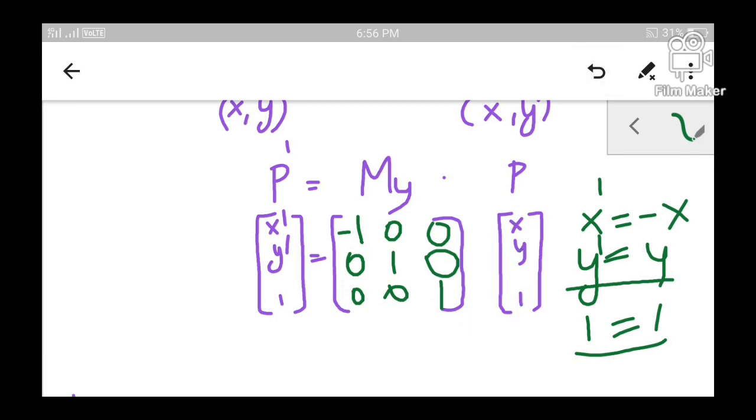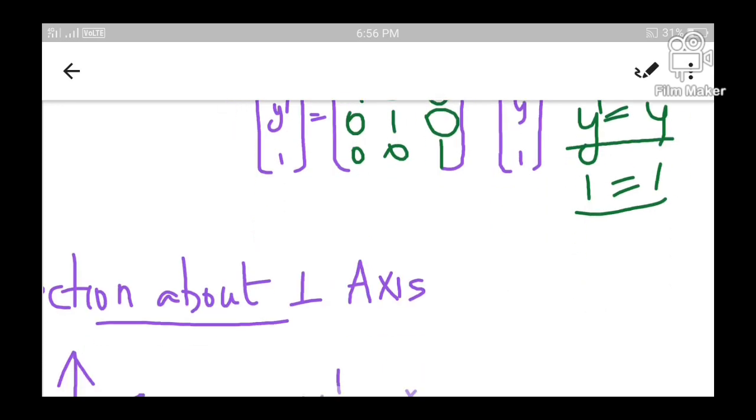So in this way you have written the homogeneous matrices of P dash, P and My such that My is multiplied to P to obtain P dash. Even after representing the two coordinate system using 3 coordinates, there is no change in the values of the equation. So in this way reflection about y-axis can also be achieved. Proceeding to the last reflection, which is reflection about perpendicular axis.